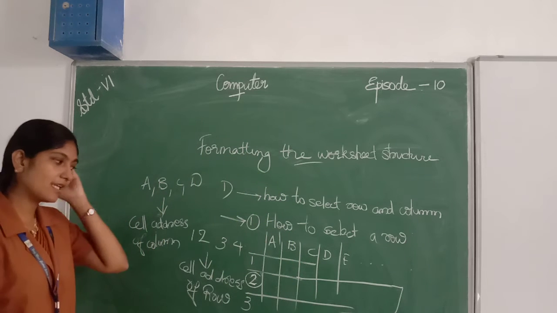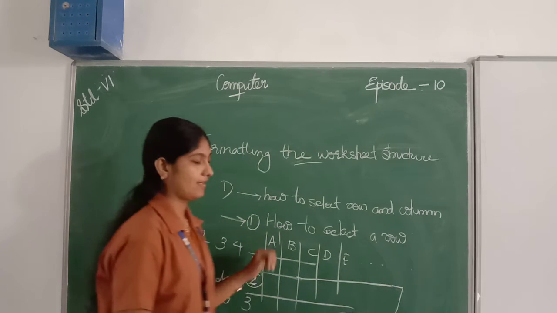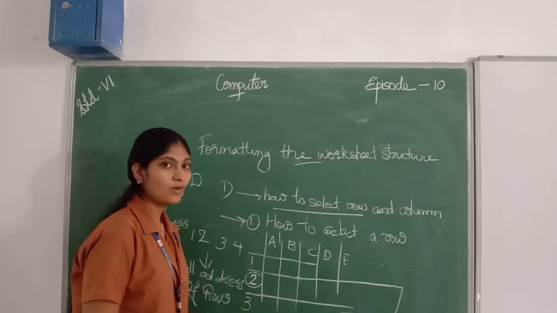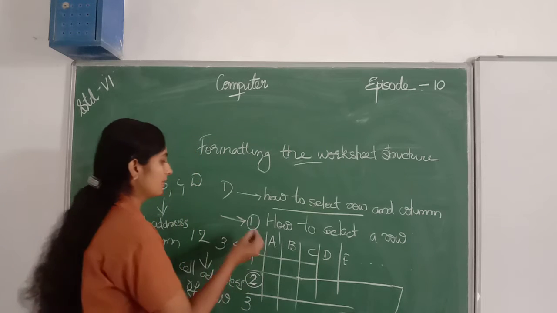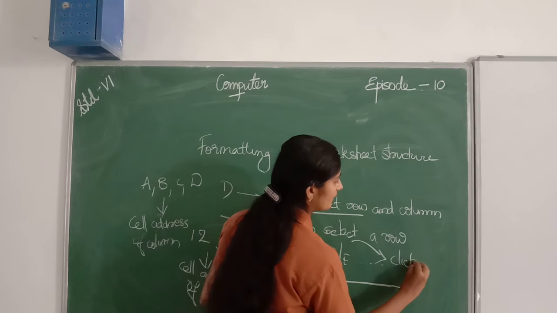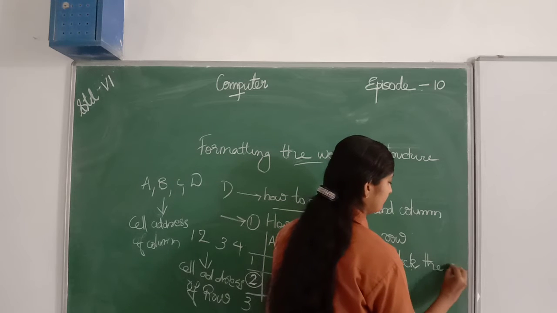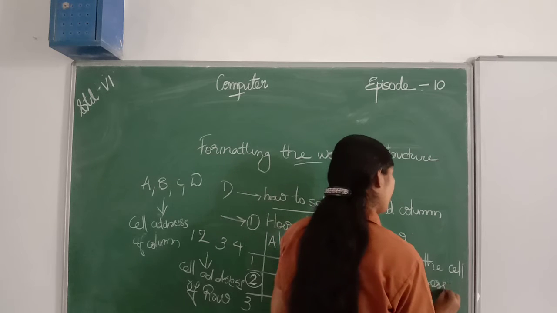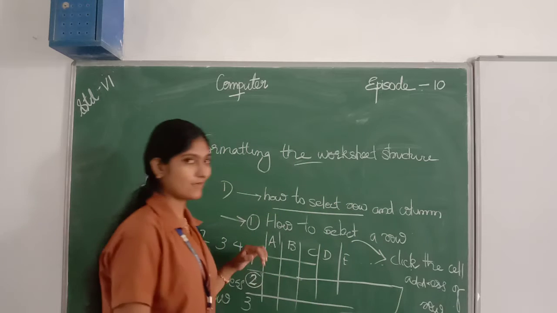What happens after clicking the cell address of the particular row? The whole row will be selected. That's the way to select a row. So how to select a row? Just click on the cell address of that particular row. So how to select a row means click the cell address of a row. That's the way we can select a row.